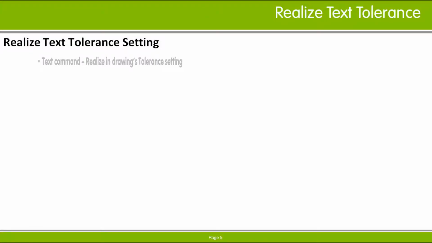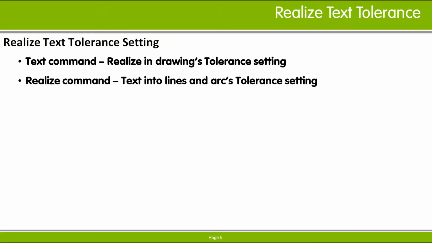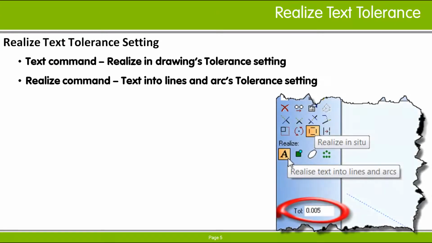There is a tolerance setting available when using the text and the realize commands and options. This tolerance setting determines how similar the realized geometry is to the original geometry prior to the realization operation, essentially controlling how similar the realized text geometry will look compared to the original text object. Newer releases of Radan have this tolerance setting at 5/1000ths of an inch. If your tolerance setting is lower than that, you may want to consider changing it to this new default value.